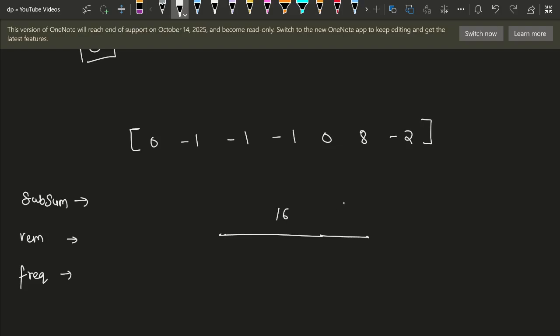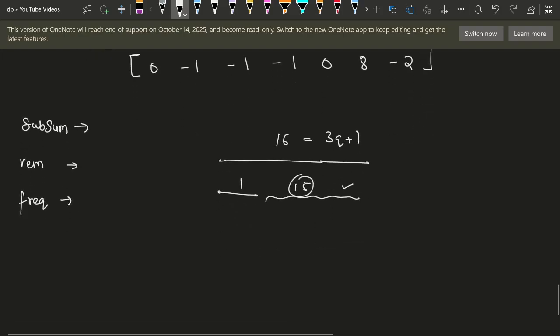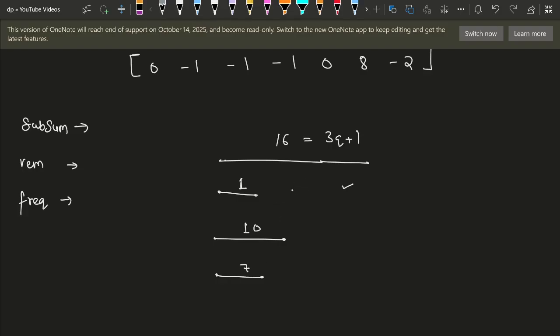So let's say the subarray sum from this position to this position is 16, and the subarray sum from here till here is 1. So that should mean the subarray sum from here till here is 2. So that should be part of our subarray. But okay, we can take anything, it doesn't matter. So the subarray sum from here till here is 10, and from here till here is 7. So we see that from here till here the sum should be 15, from here till here 6, and from here till here 9.